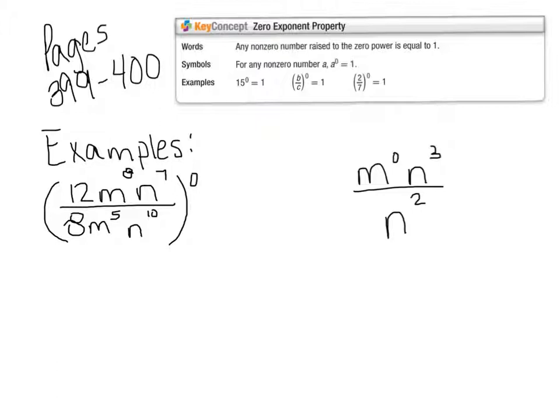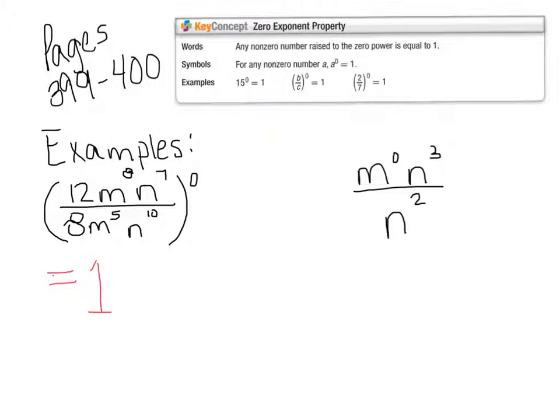15 to the 0 power equals 1. b over c to the 0 power is 1. 2 over 7 to the 0 power is 1. Take a look at the examples here provided for you. As you can see, I have everything inside these parentheses raised to the 0 power. Well, that's real easy. According to your rule up here, when everything inside is raised to the 0 power, then your answer is simply 1. Now that was not too hard at all, was it?